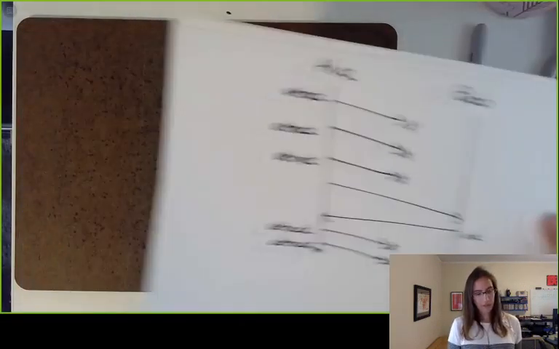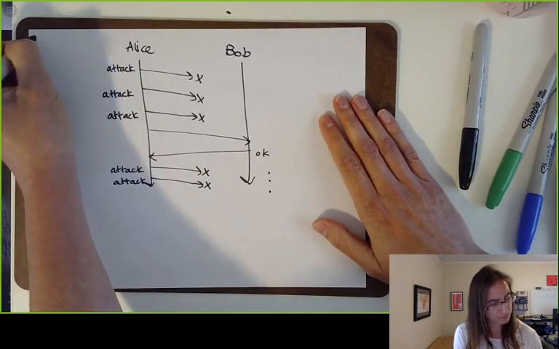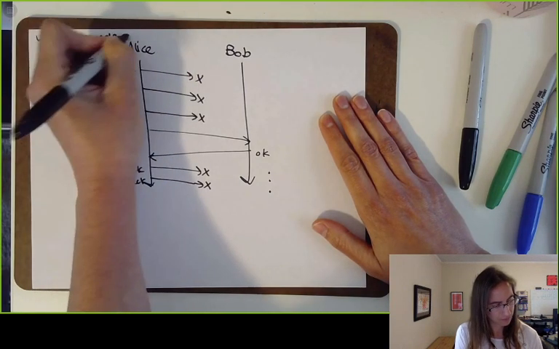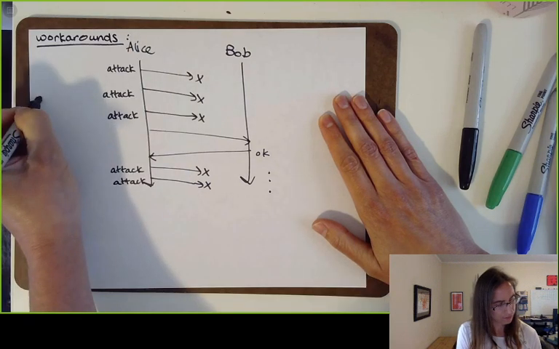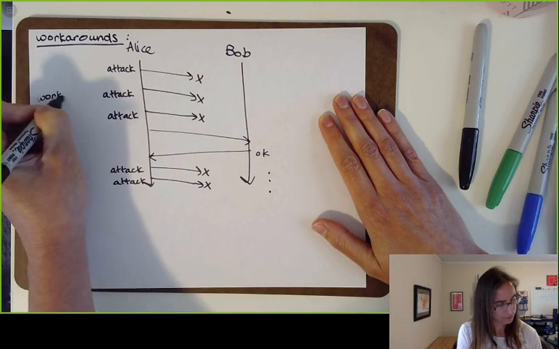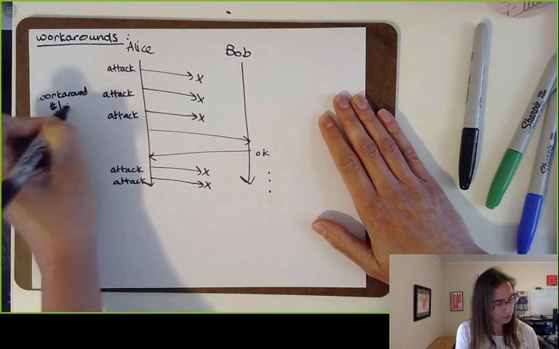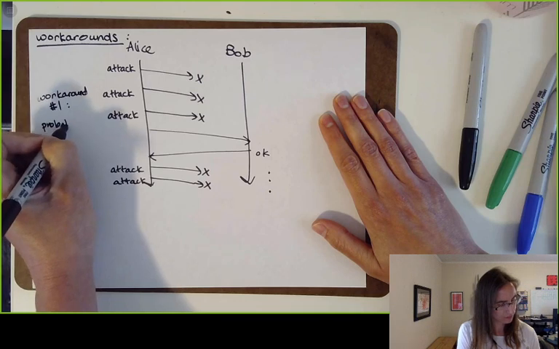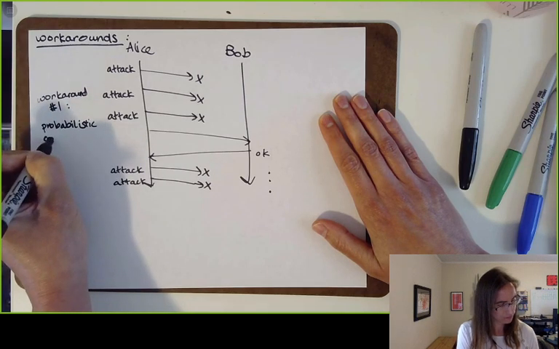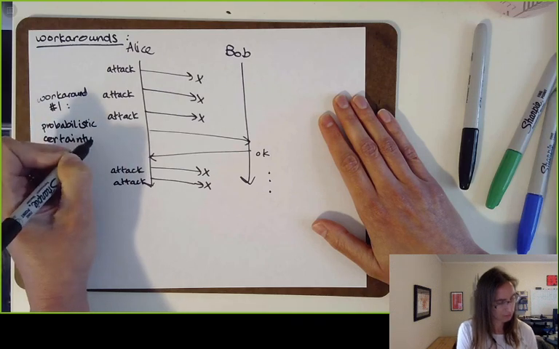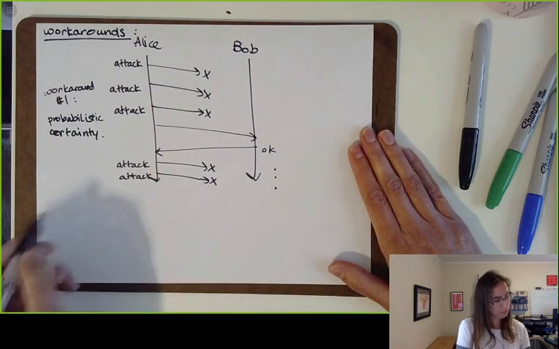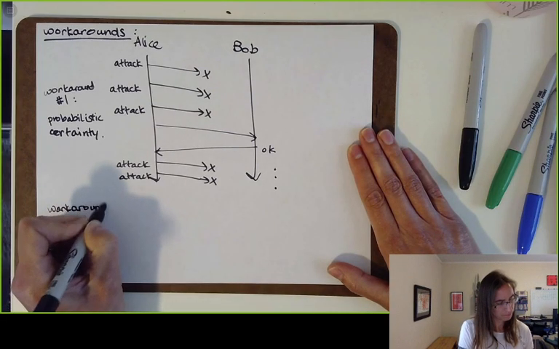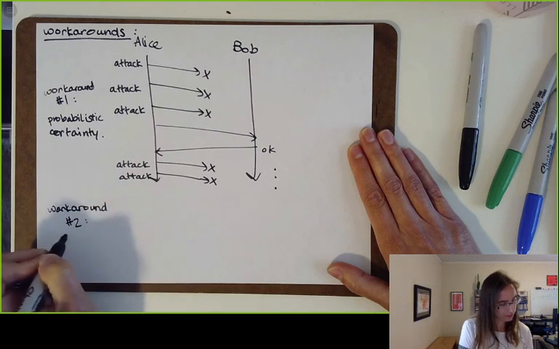So I guess I'll call this page Workarounds. So workaround number 1 was this probabilistic argument. We'll call it probabilistic certainty. Workaround 2, common knowledge.